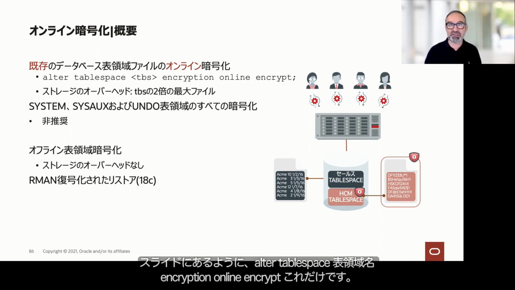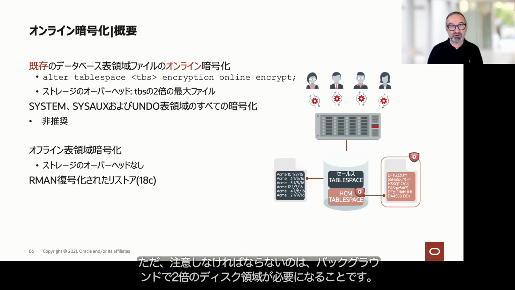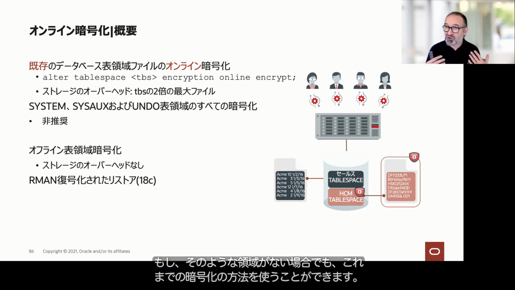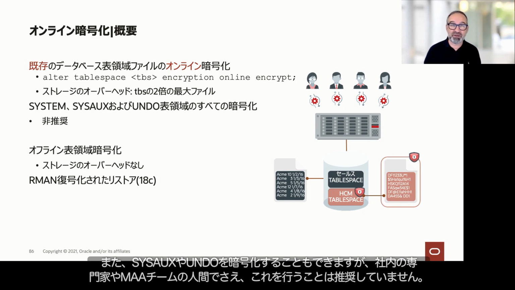Very simple, as you see on the slide: alter tablespace name encryption online encrypt, and that's it. The only thing you need to be aware of is that in the background, we require twice the disk space. So if your tablespace is like 26 terabytes, you will need another 26 terabytes for the online encryption as well. If you don't have the space available, you can still go with the old technique of the offline encryption. You could also now encrypt SYSTEM, SYSAUX and UNDO, even though even our internal experts or people from the MAA team would not recommend you doing this.